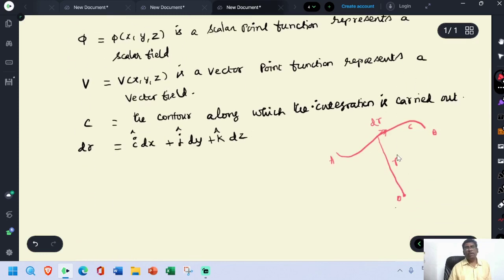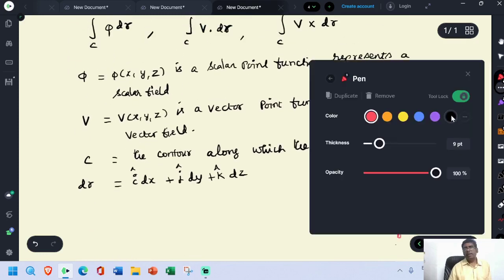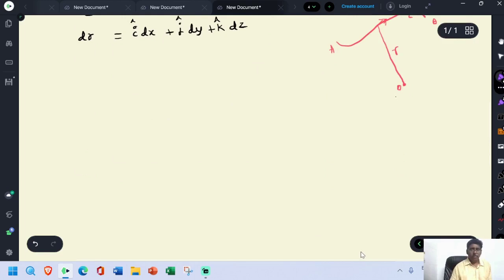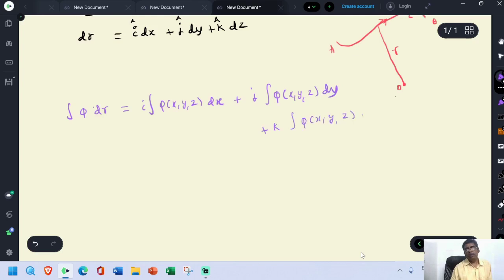Now come to our first integral, integral phi dr. This is integral phi dr. Integral phi dr is equal to i into phi of x, y, z into dx plus j into phi of x, y, z into dy plus k into phi of x, y, z into dz. Consider this is equation number 1.